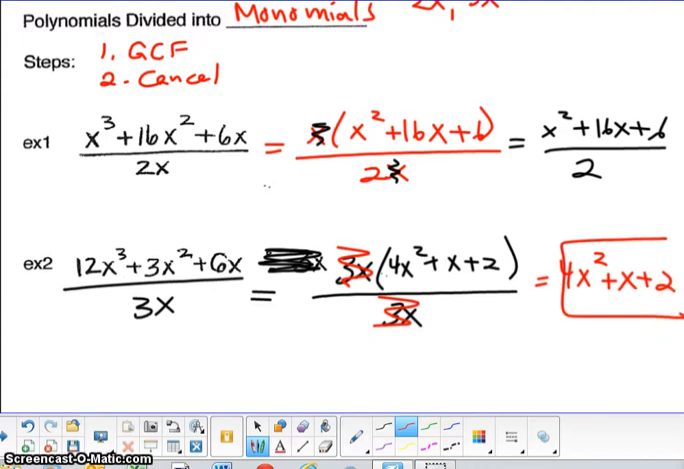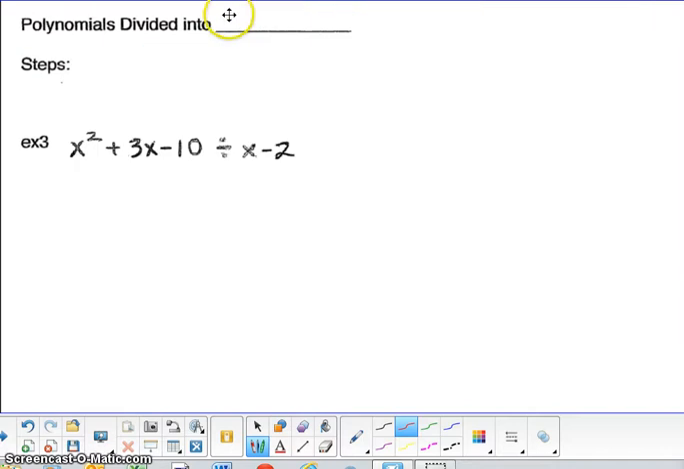Okay, so now let's look at the next one. We are dividing into binomials this time. So on the first two examples, you see that x minus 2, that's a binomial, and then the x plus 3, we're dividing by a binomial. So that's what it's referring to.